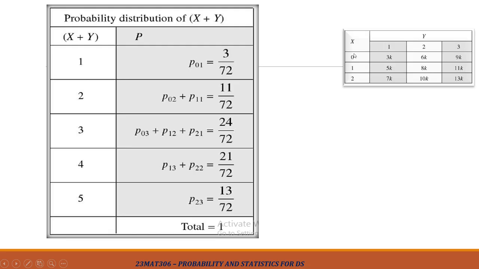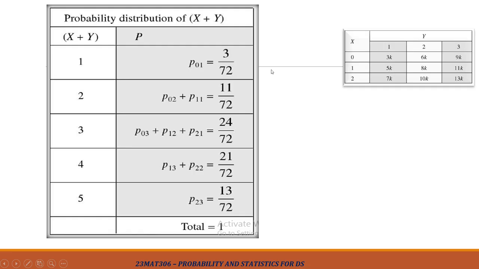P(0,1): P(0,1) means the first, x position, is 0 and the y position is 1. What is 3k? The k value is 1 by 72. We have to substitute it here. And 2 means 1 plus 1 is also 2, 1 plus 1 value 5k, plus 0 plus 2 is also 2, right? 6k.